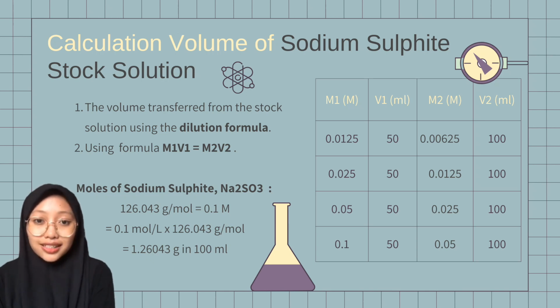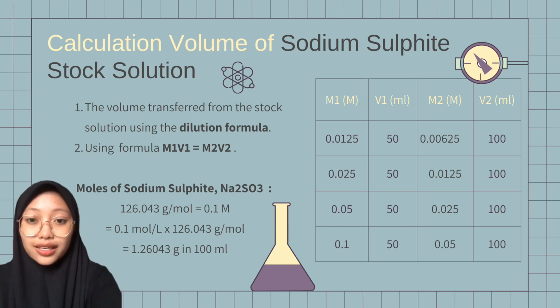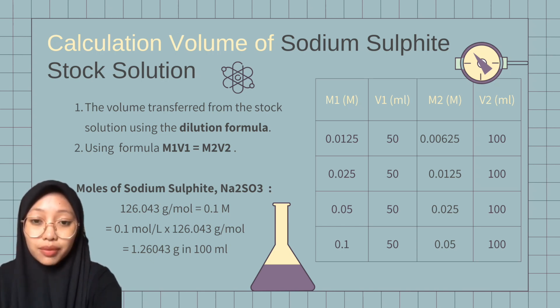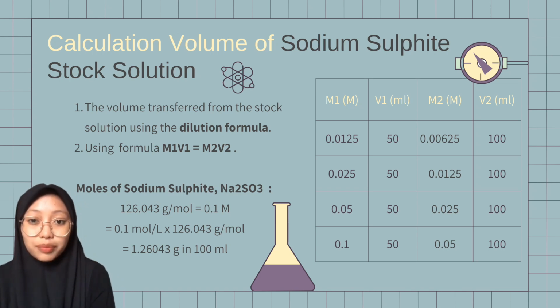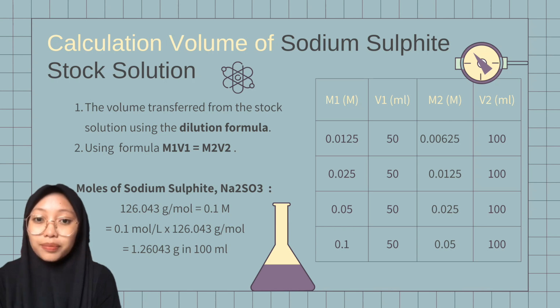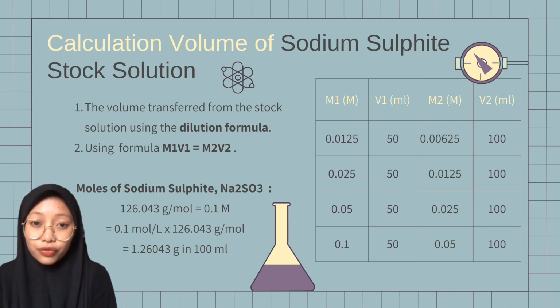First step is to calculate the weight of sodium sulfide in 100 ml volume. Moles of sodium sulfide, which is 126.043 gram per mole, is equal to 0.1 mole. Next, we calculate the gram of sodium sulfide, which is 0.1 mole per liter times 126.043 gram per mole, equal to 1.26043 gram in 100 ml volume.